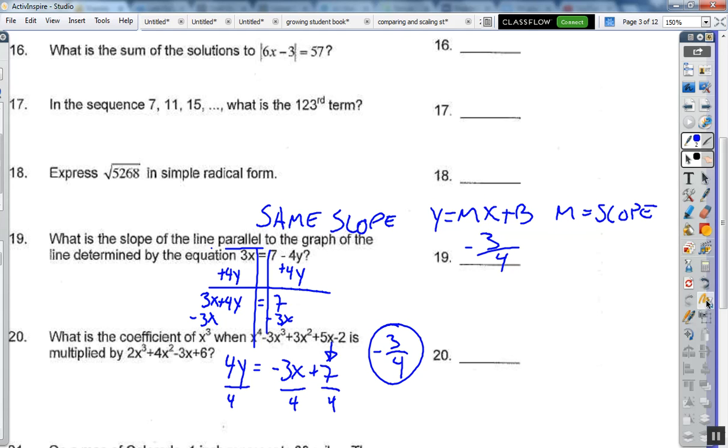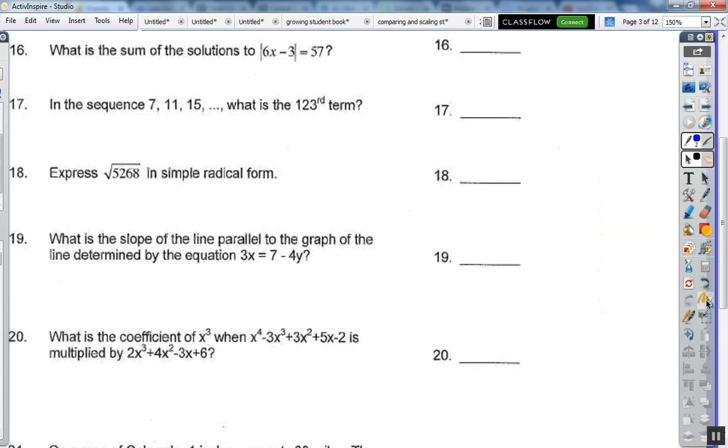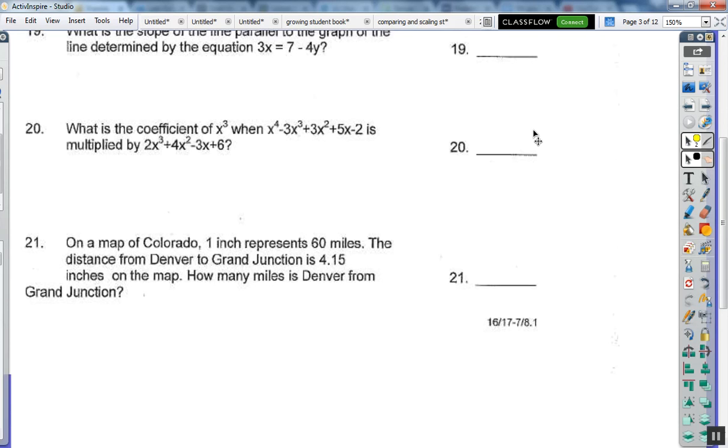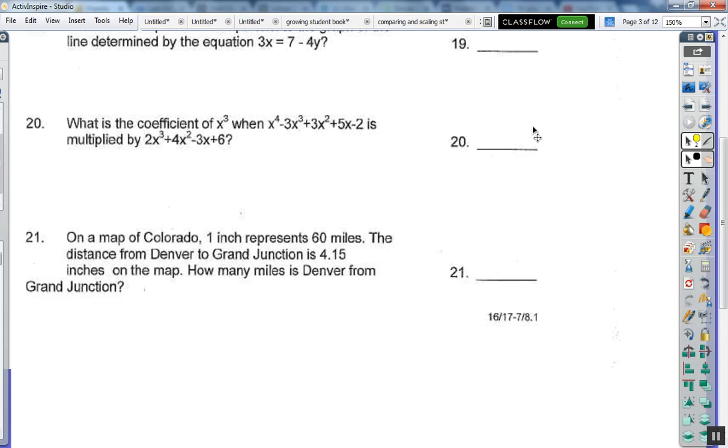So you take these two numbers, put it over 99. Is there anything that goes into 43 and 99? No, because 43 is prime. So the coefficient is 43 over 99, of x to the third, when you multiply these two numbers together.